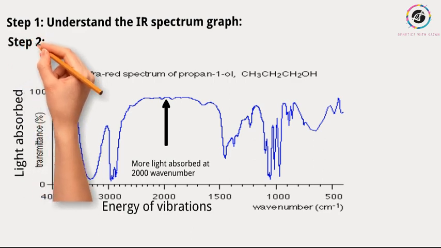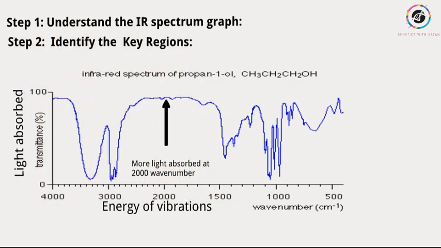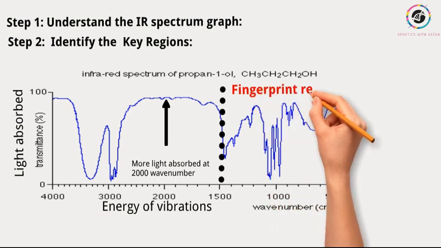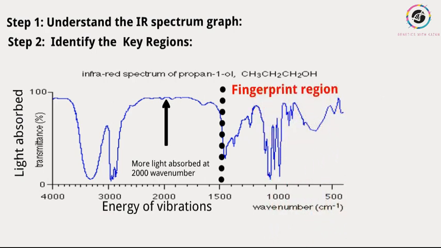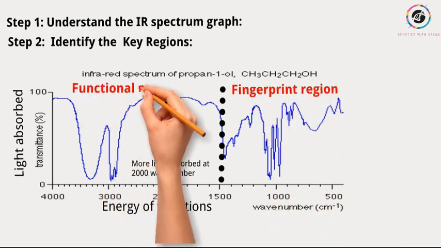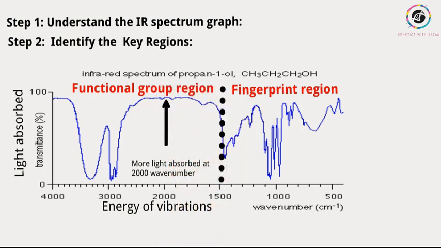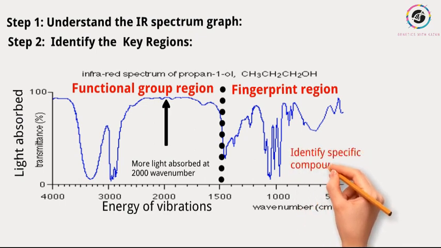Step 2. Identify the key regions. To do so, divide the spectrum into distinct regions based on the frequency range. The most common regions are the fingerprint region, 1500 to 400 cm inverse, and the functional group region, 4000 to 1500 cm inverse. The fingerprint region contains unique patterns that can help identify specific compounds, while the functional group region provides information about the types of chemical bonds present.